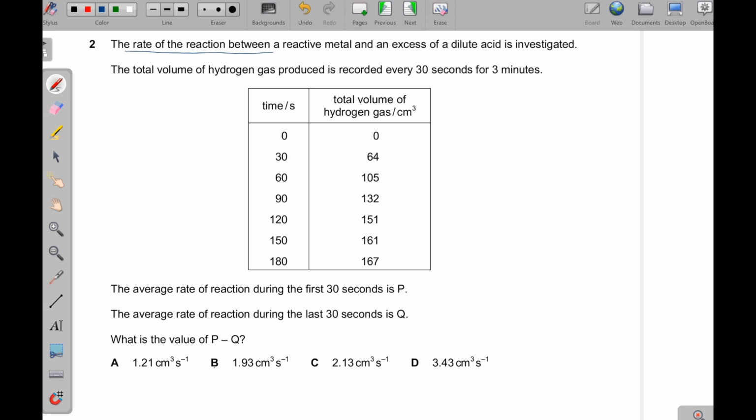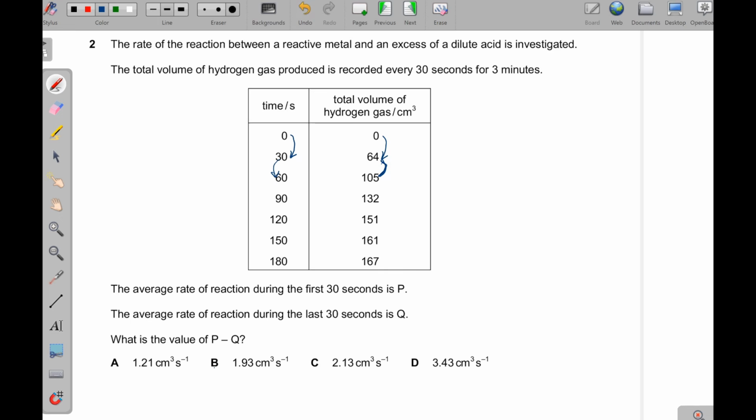Question 2. The rate of the reaction between a reactive metal and an excess of a dilute acid is investigated. The total volume of hydrogen gas produced is recorded every 30 seconds for 3 minutes. 3 times 60, then you get 180. So in 3 minutes, we have 180 seconds. So the first 30 seconds, we are seeing that the volume of hydrogen is what? Is 64. Then you continue the next, now it increases to that. So there's a change in here. That will be 36, then plus 5, that becomes like 41.